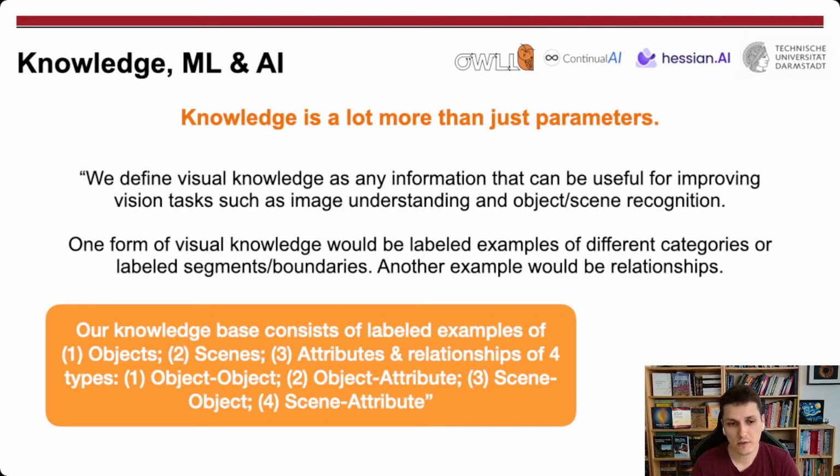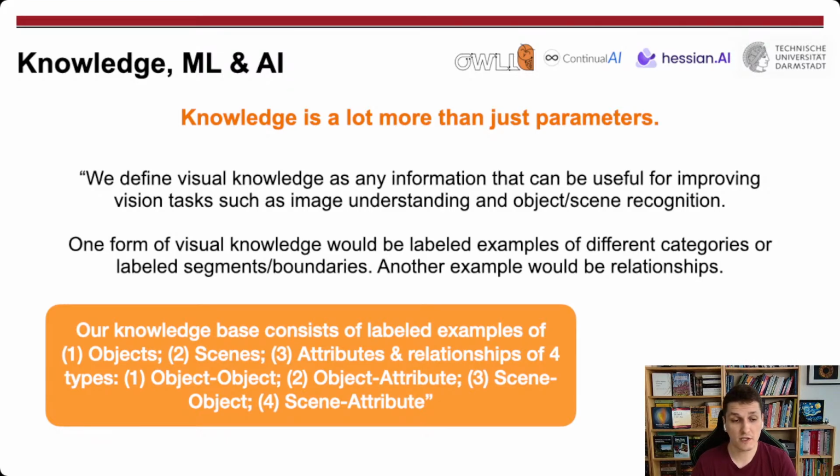So I think it's interesting to look at the definition of what they say is in fact knowledge. Let me just read it out to you as a quote. It's saying we define visual knowledge as any information that can be useful for improving vision tasks, such as image understanding and object scene recognition. One form of visual knowledge would be labeled examples of different categories or labeled segment boundaries. Another example would be relationships.